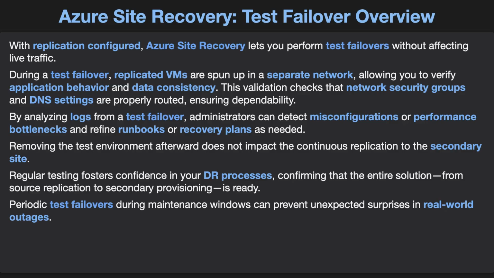With replication configured, Azure Site Recovery lets you perform test failovers without affecting live traffic. During a test failover, replicated VMs are spun up in a separate network, allowing you to verify application behavior and data consistency. This validation checks that network security groups and DNS settings are properly routed, ensuring dependability. By analyzing logs from a test failover, administrators can detect misconfigurations or performance bottlenecks and refine runbooks or recovery plans as needed. Removing the test environment afterward does not impact the continuous replication to the secondary site.